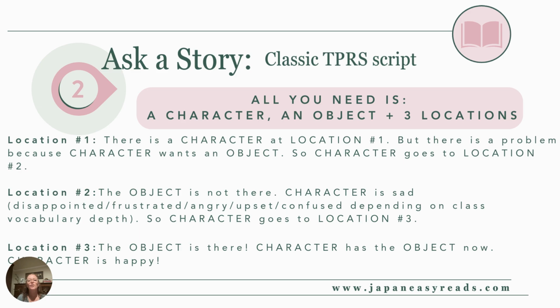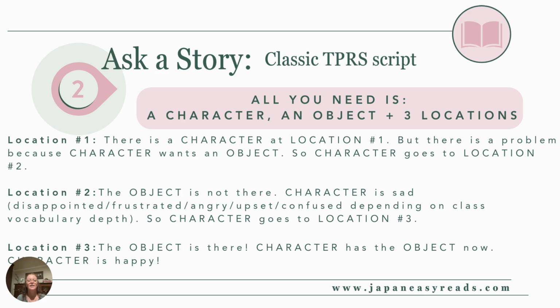So the character goes to location 2. In location 2, the object is not there. The character is sad or disappointed, frustrated, angry, upset, depending on the class vocabulary depth. So the character goes to location 3. In location 3, the object is there, yay! And the character has the object now, and the character is happy. So that's your classic TPRS script.